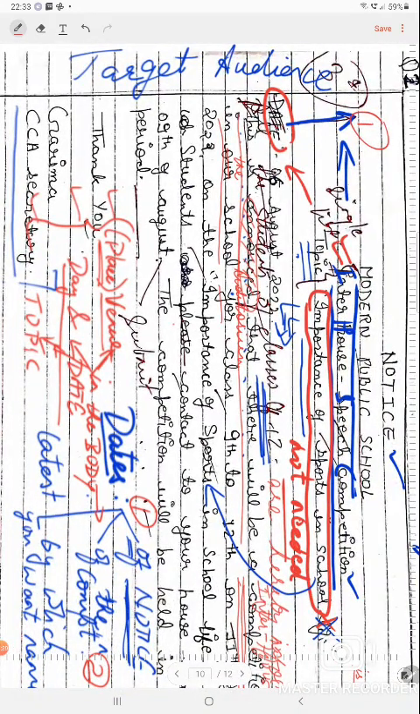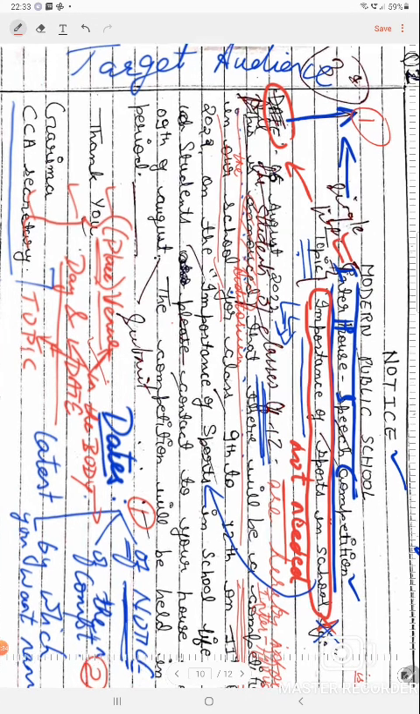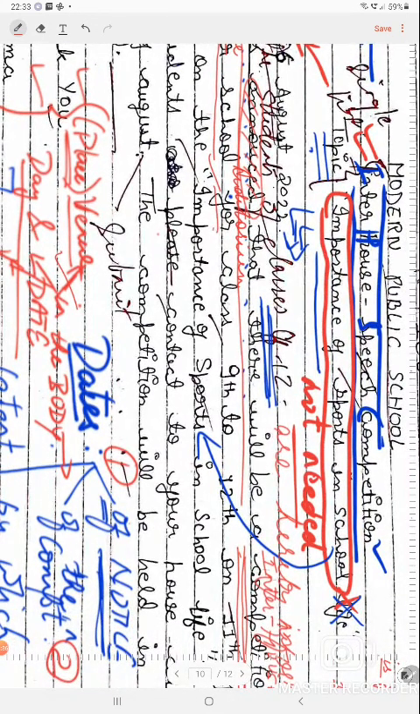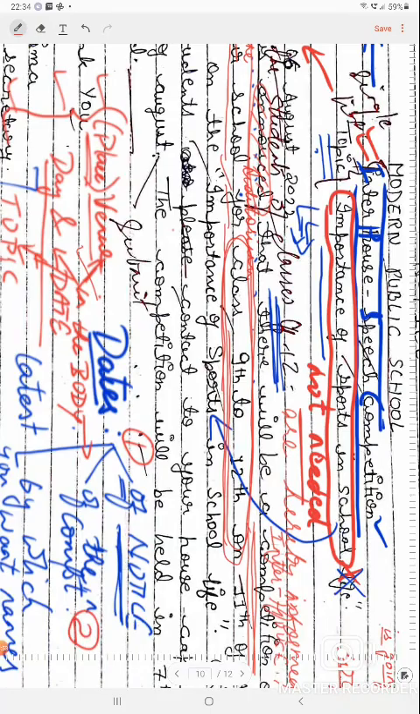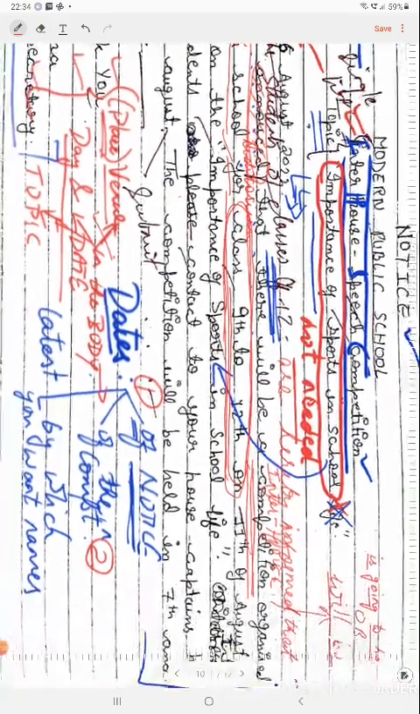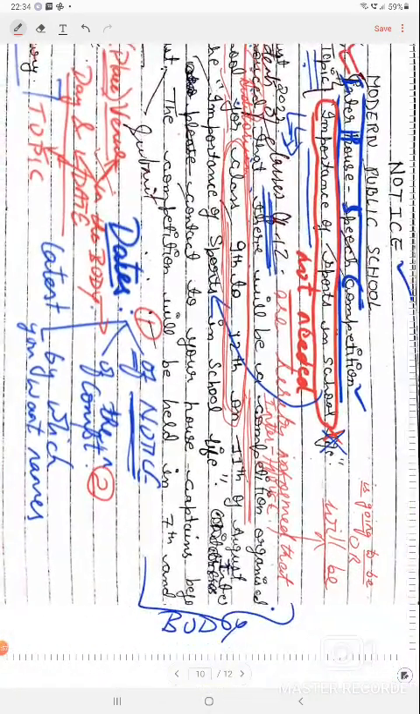On. So once the place is written, you move on to the date. Whereas this student does not write the date. See, this student misses the date altogether. And rather than that, he or she chooses to write the target audience now. Classes 9 to 12 should have been written at the beginning of the body of the notice. So that is a grave mistake that he or she has done.